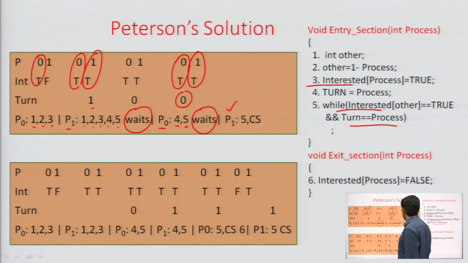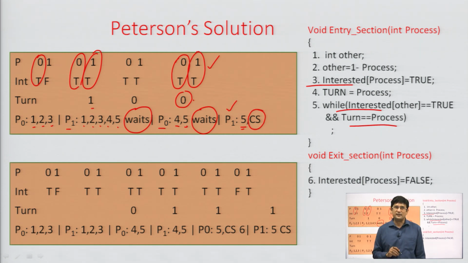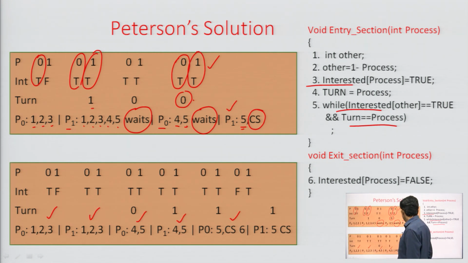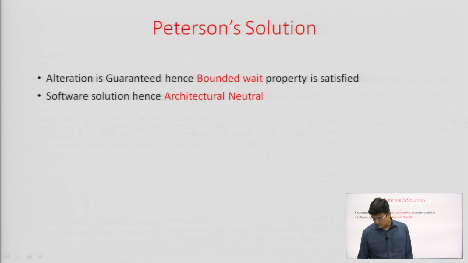Now about the P1 process: what is the P1 process checking? It is checking whether the other process's interest is true. Yes, it is true, process 0's interest is true. Is turn equal to process? Turn equals process when turn equals 1, but here turn equals 0, which means the P1 process can enter the critical section. So again we have checked that this condition is satisfied. Now if you execute the statements here also, the P1 process can enter the critical section only after P0 exits. So the mutual exclusion property is satisfied.